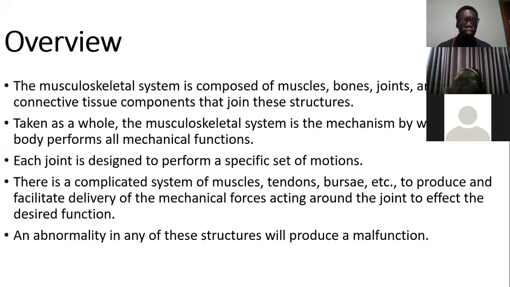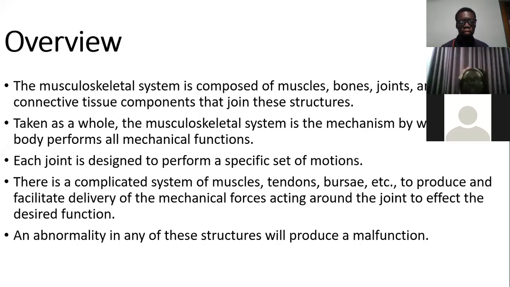So for example, if you take the shoulder joint, it can do extension, flexion, internal rotation, external rotation, adduction, abduction, and it can go round 360 degrees. Any abnormality in any of these structures will produce a malfunction of the musculoskeletal system. And that will be the focus of our discussion this evening.